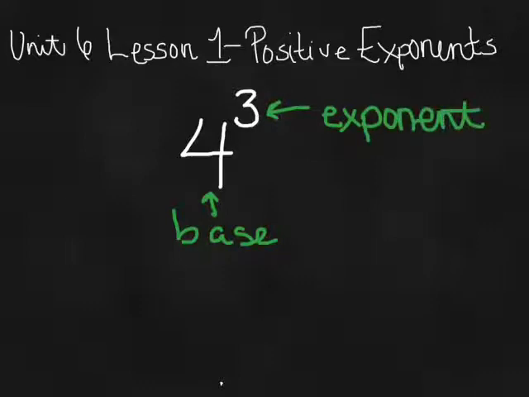Today we're learning about positive exponents. So we're learning mostly about these numbers right here and what they tell us. This base right here tells us what number we have to use as a factor. And this exponent number tells us how many times we need to use this base as a factor. Let me show you some examples.